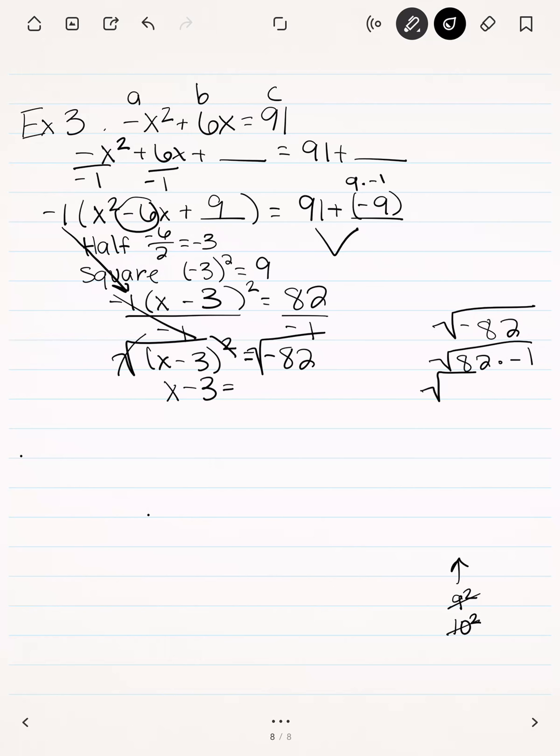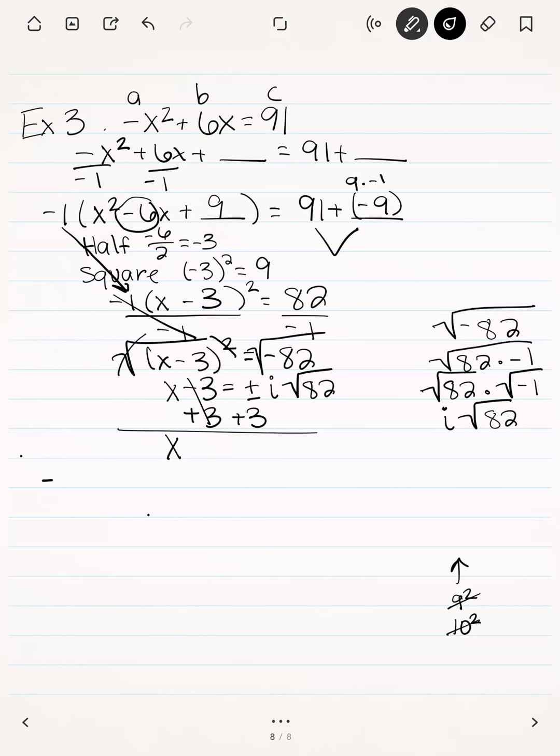So I break it up to the square root of 82 times the square root of negative 1. So it stays the square root of 82. And the square root of negative 1 is i. So it simplifies to plus or minus i radical 82. In order to solve for x, I add 3 to both sides. My x equals a positive 3 plus or minus i square root of 82. This is my answer.